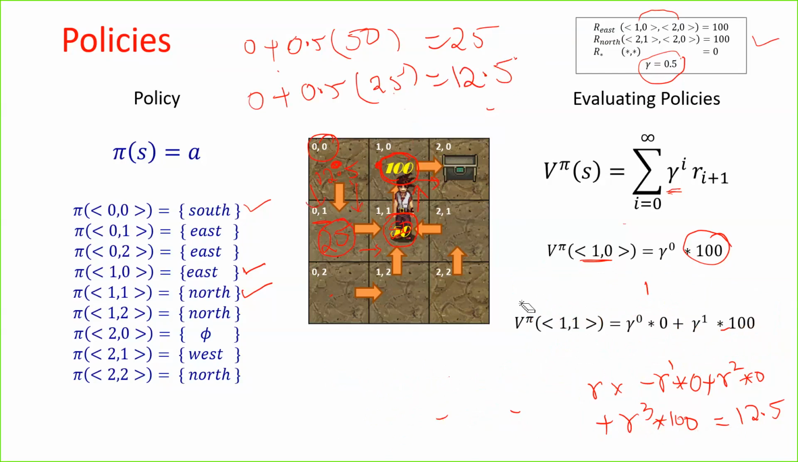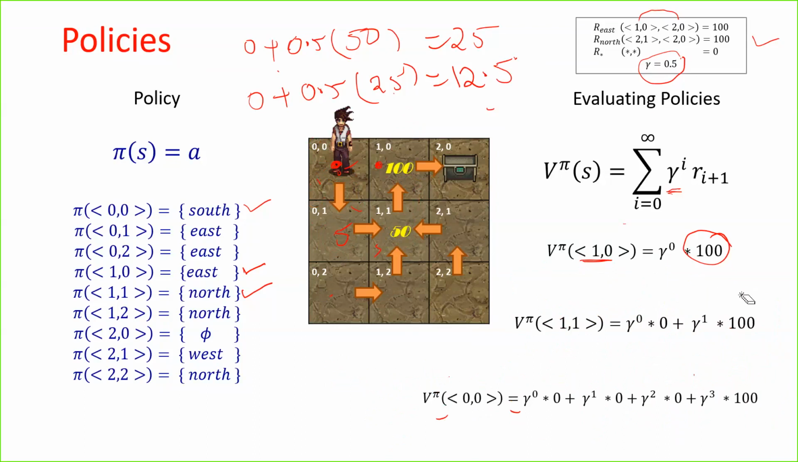So this is the value function at 1, 1. Immediate reward, gamma to the power 0 times the immediate reward, gamma to the power 1 times the next reward. From 0, 0 we move to 0, 1 with the reward corresponding to that, move to 1, 1 with its reward, move to 1, 0 with its reward, and move to 2, 0 with its reward.